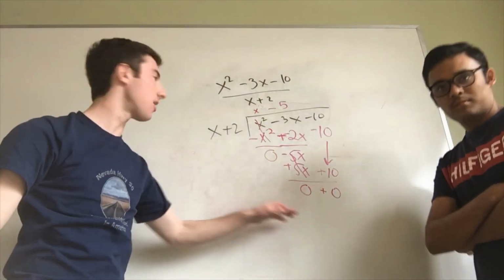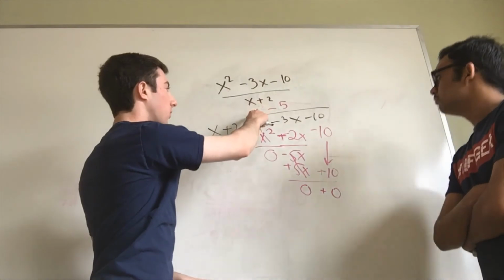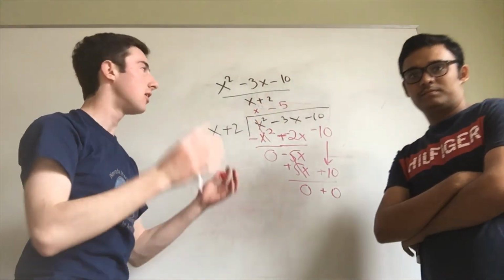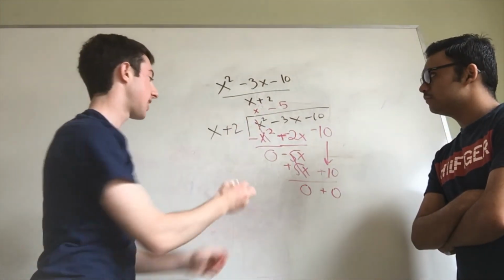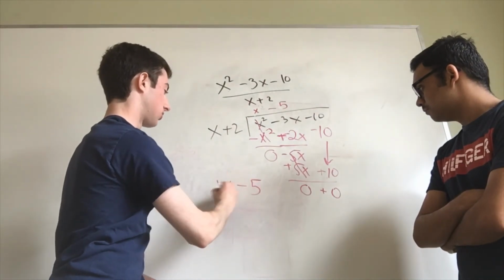Once we have 0 left, there's no more to solve for, which means that whatever we wrote on top of this little house, or on top of the ceiling, is the answer. In this case, x minus 5 is the quotient.